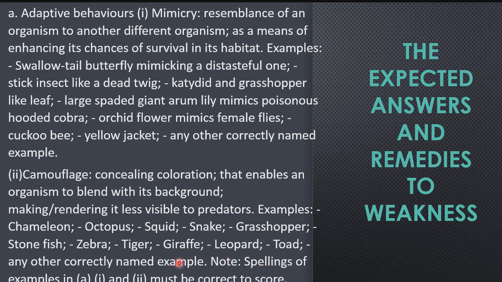Note that spellings of examples in A, I, and II must be correct to score. So if you miss any spelling, you won't obtain that mark. So you should start now to build your spelling skills.